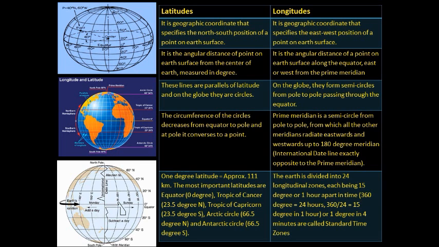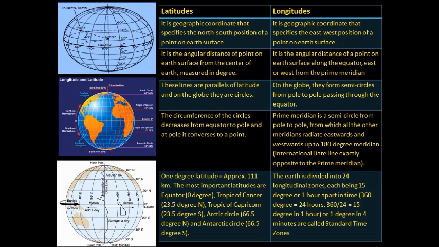So longitude is a geographic coordinate that specifies the east-west position of a point on the earth's surface. Latitude is the angular distance of a point on the earth's surface from the center of the earth, measured in degrees. Latitudes are always measured in degrees, which makes an angle from the center of the earth.